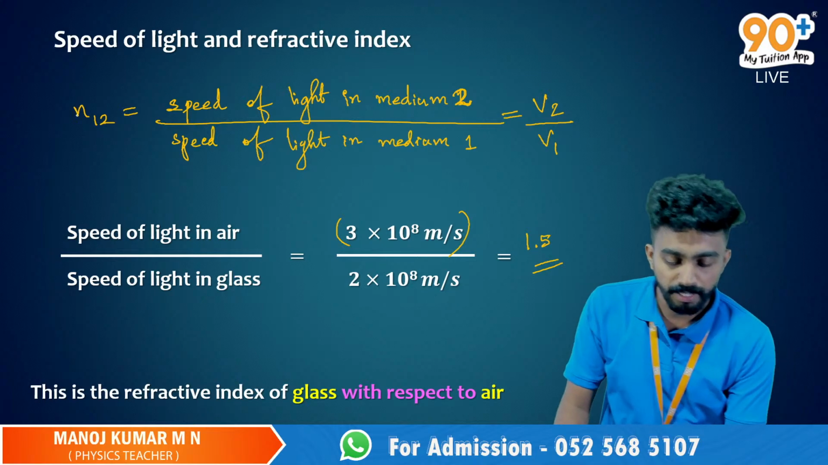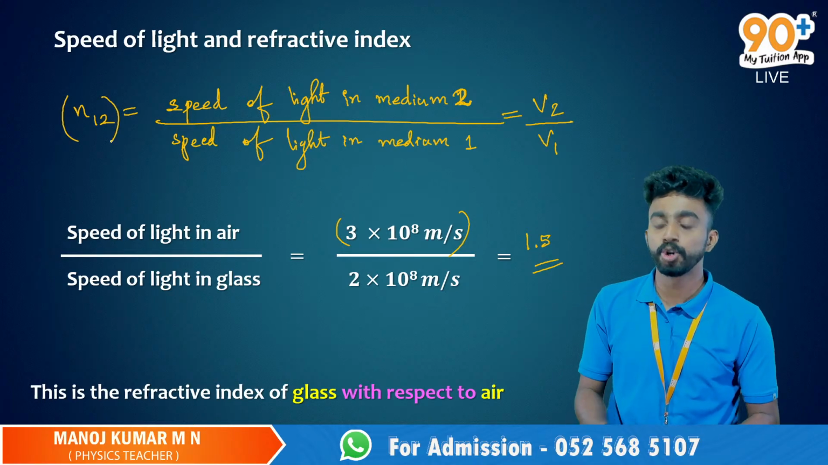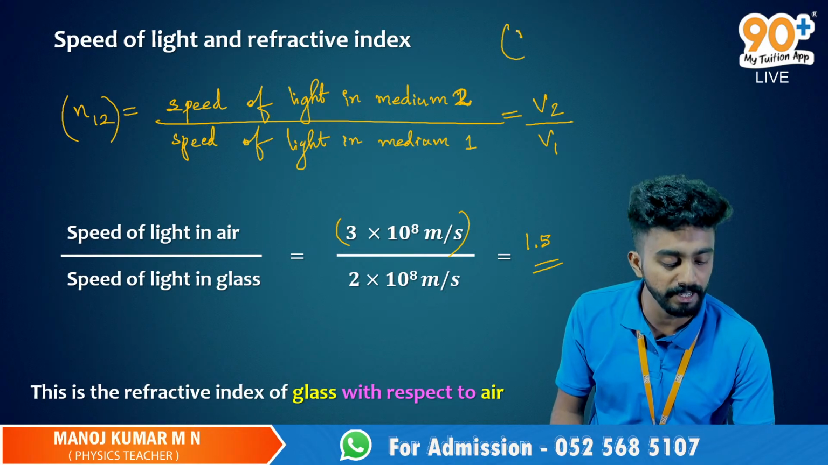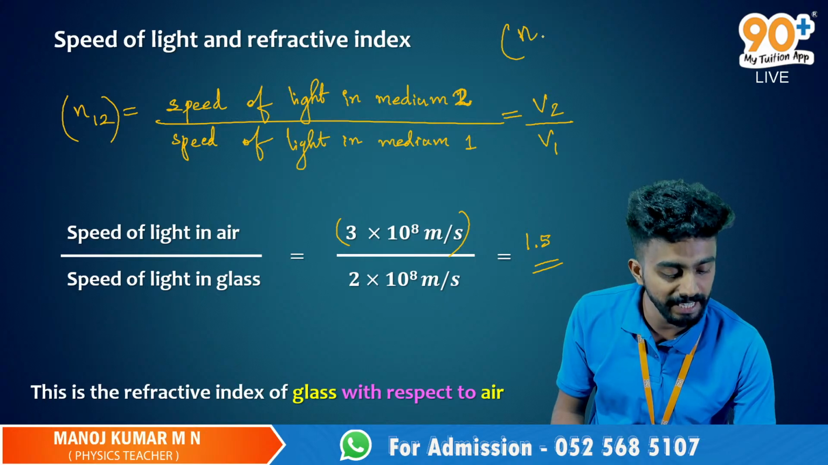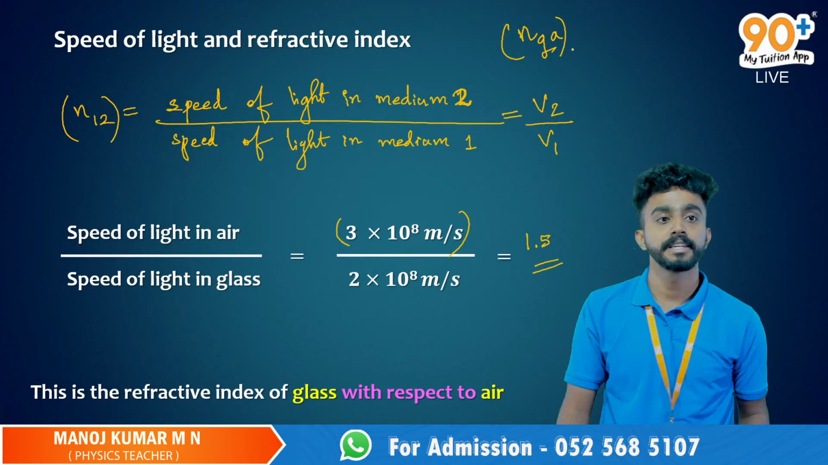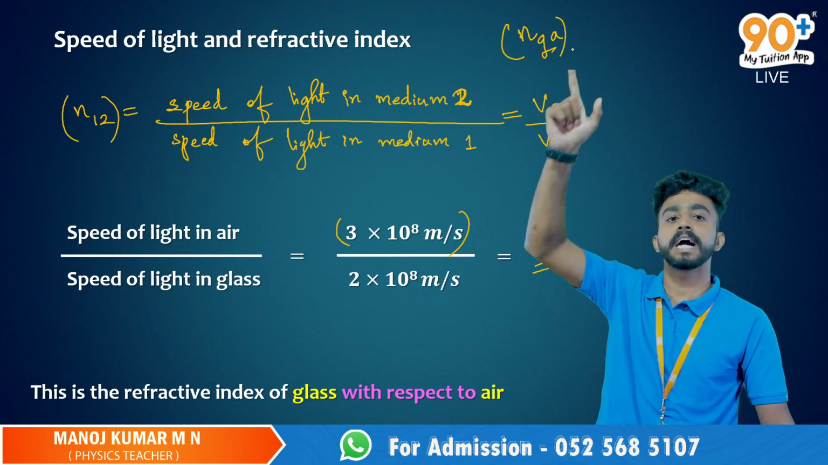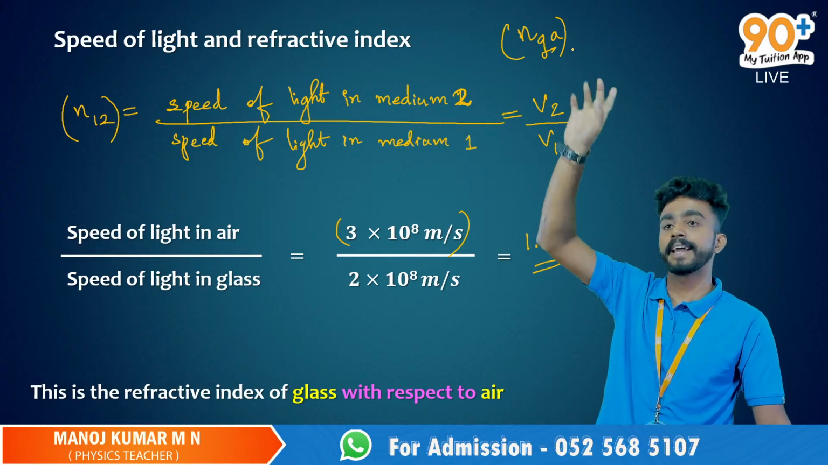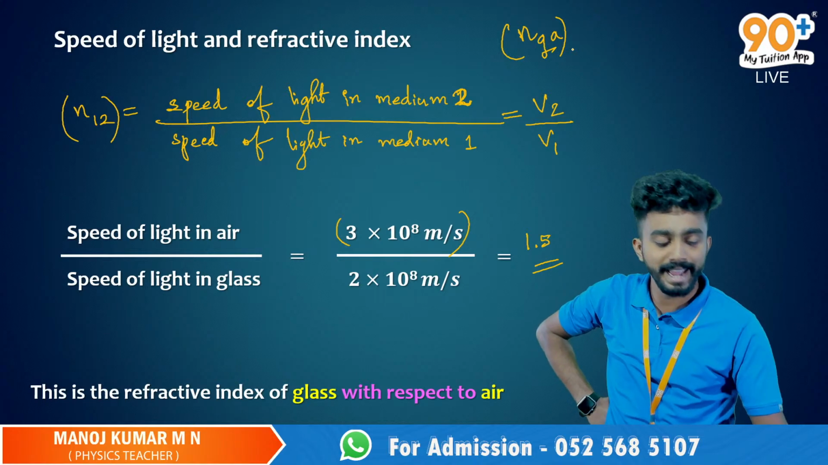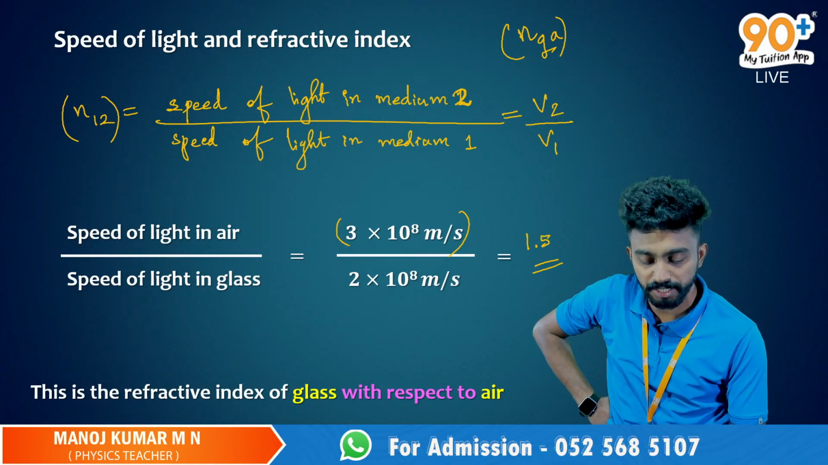For example, this N is the refractive index. So if you have to write the refractive index of glass with respect to air, you can denote it as NGA. Now you understood? For G, the glass, we are considering it as medium 1 and air we are considering as medium 2. Or NAG.